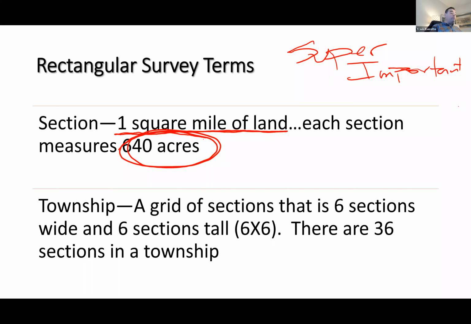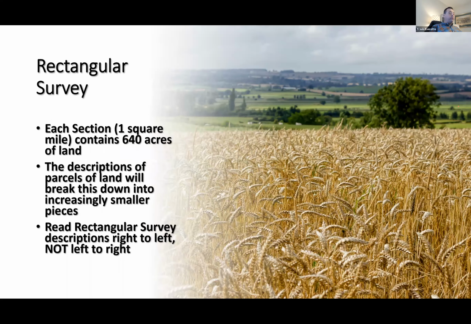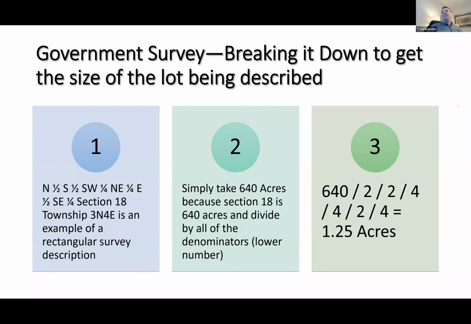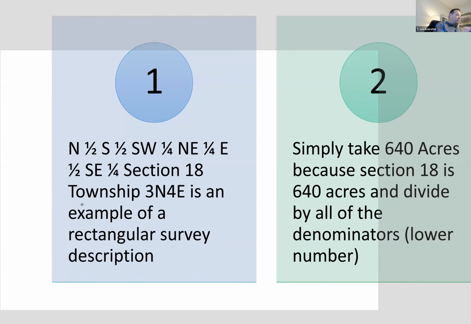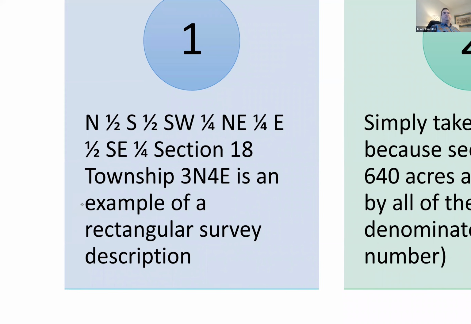Good. So how do we break that down even further? It looks super complex. I'm here to tell you it's the simplest thing in the world. This is what a government rectangular survey description looks like, and here's what it would sound like if I read it: the northern half of the southern half of the southwestern quarter of the northeastern quarter of the eastern half of the southeastern quarter of section 18, township 3 north, 4 east. That sounds super complex, right? Except it's not. It's actually the easiest thing in the world to work with.